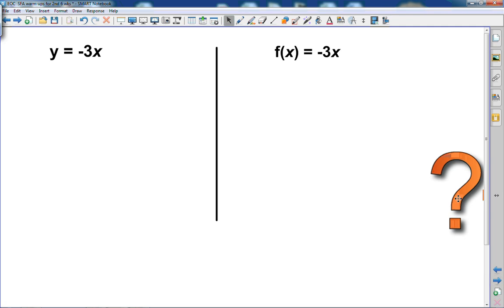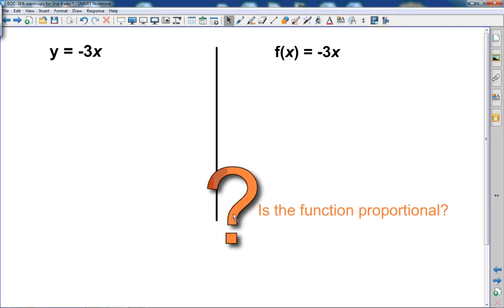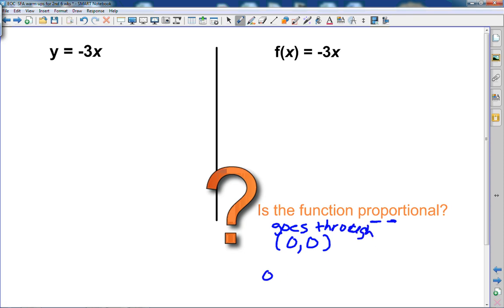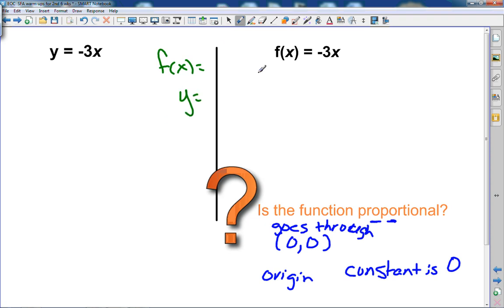Here's the next one. Is the function proportional? Well, what does proportional mean? Proportional, there's your hint. It means it goes through 0, 0, or the origin. It means the constant is 0. Well, right here, these two things mean the same thing. Remember that f of x and y equals mean the same thing? So these are both the same things.